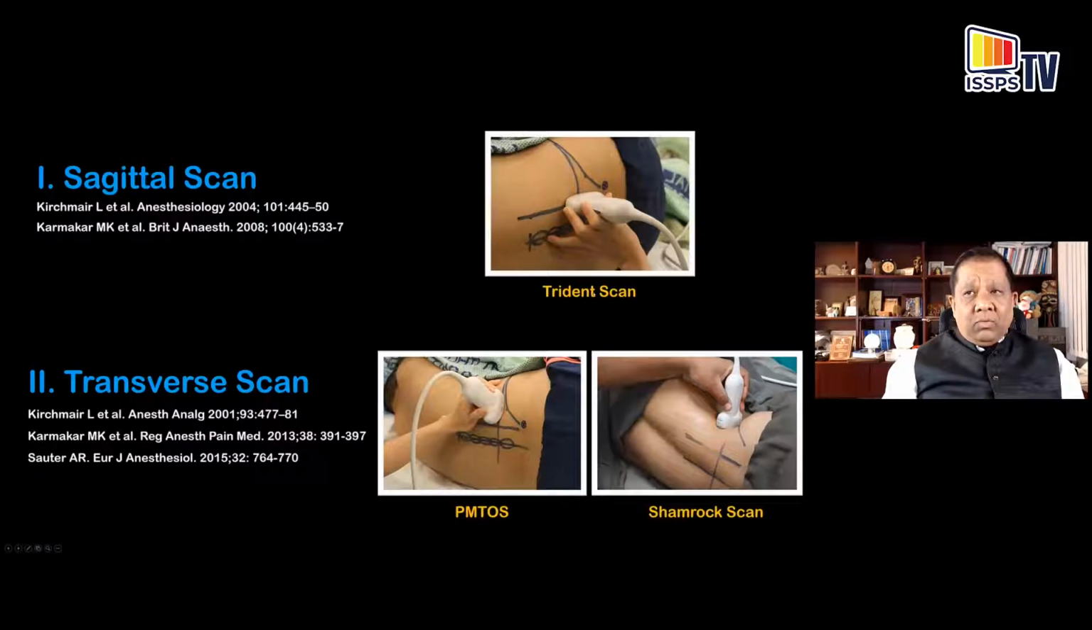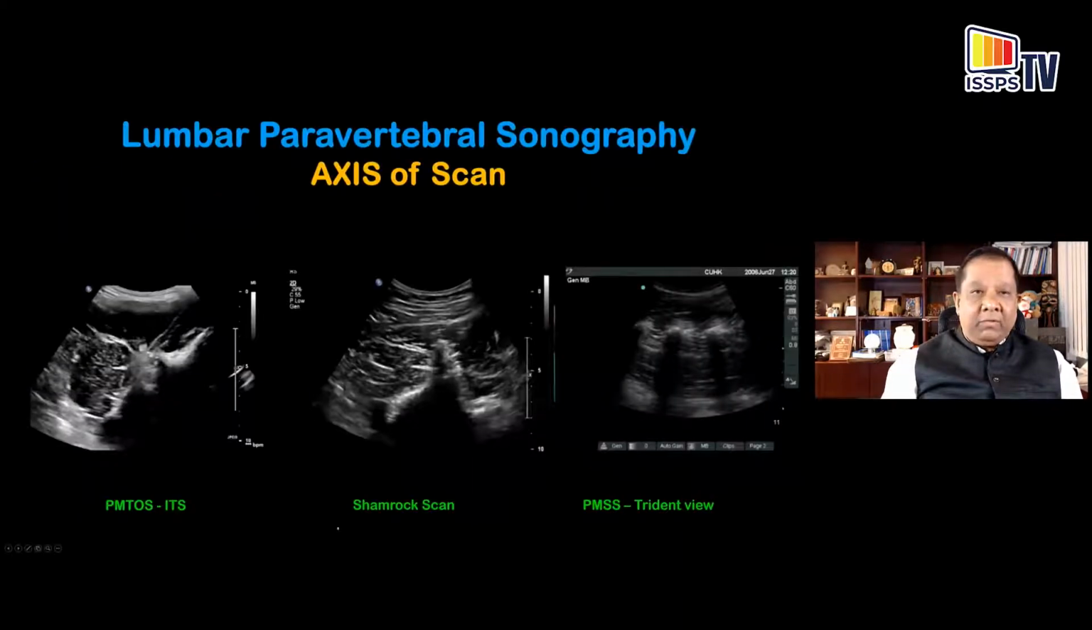The Trident scan, we describe the sagittal scan looking for the sagittal view of the transverse processes and the psoas muscle, which was eventually just defined as the Trident view. So when we refer to the Trident view, it will refer to the sagittal scan. You can also do a transverse scan to define the lumbar paravertebral anatomy. While we describe the transverse oblique scan, the Shamrock scan is getting more and more popular, and I think provides a good view of the relevant anatomy.